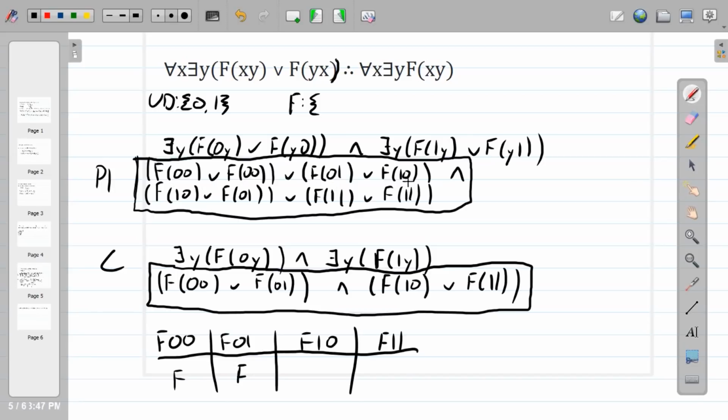And F10, we could make this thing true by making F10 true. That would be enough to make this whole line true, right? So if I make F10 true, that makes this whole thing true. And it also makes this line true, because F10 appears again here. So this is just a series of disjunctions. Any one of these is enough to make the whole line true. So F10 makes this thing true.